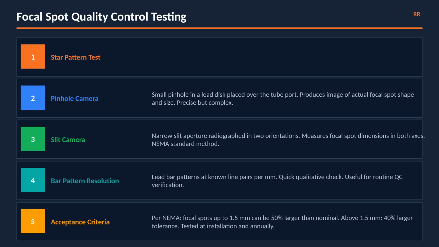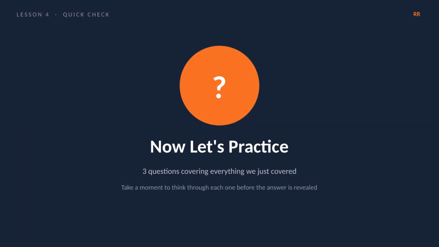Acceptance criteria per NEMA. Focal spots up to 1.5 mm can be up to 50% larger than the nominal rated size. Focal spots above 1.5 mm can be up to 40% larger. Tested at installation and annually. 3 focal spot and heel effect questions.